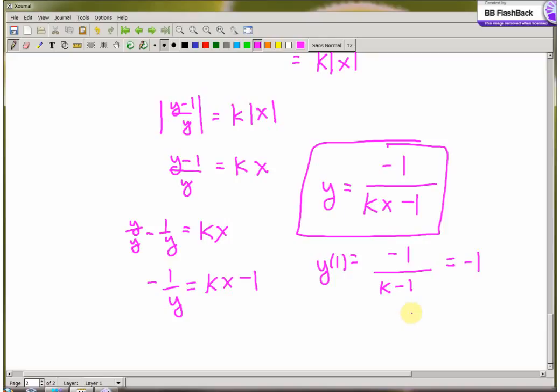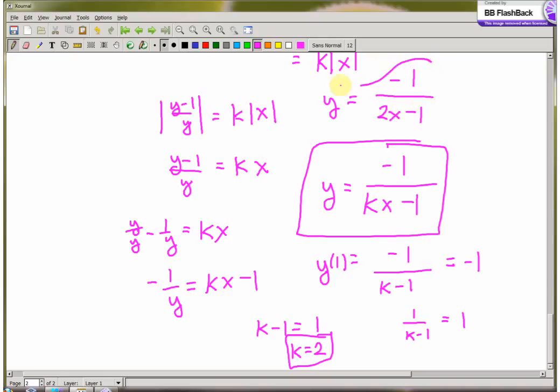So this is saying that 1 over k minus 1 is equal to 1. So I cancel the negatives. And now take the reciprocal of both sides, and you get k minus 1 is equal to, the reciprocal of 1 is just 1. So k is equal to 2. Alright, what could be more satisfying than that? I think we've done some very good work in this problem. So minus 1 over 2x minus 1 is the answer.